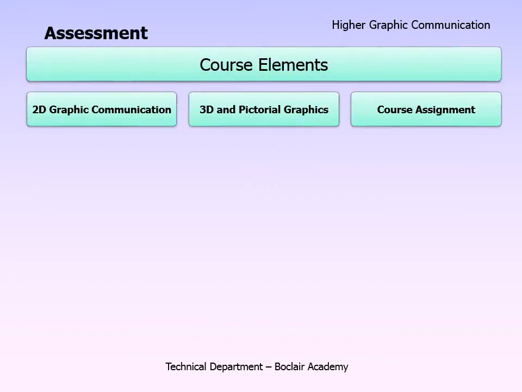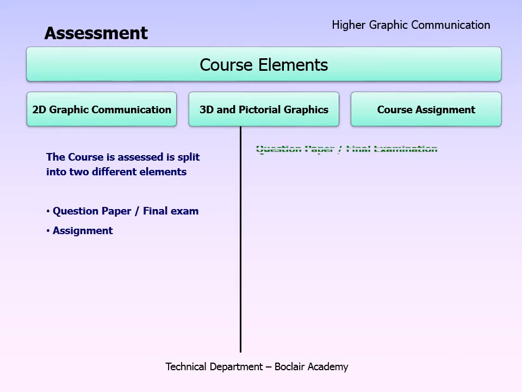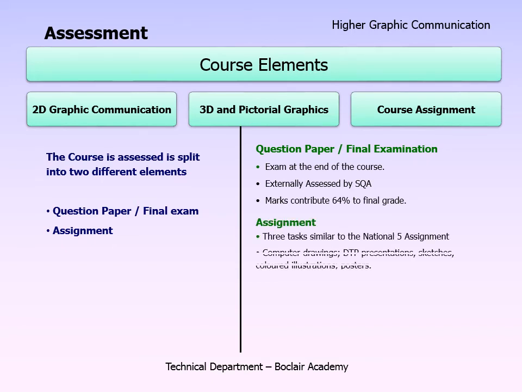The assessment of the course. The course is split into two different elements. You've got your question paper, or otherwise called your final exam, and you've got an assignment. The question paper is sat at the end of the course, externally assessed by the SQA, and the marks for that contribute to 64% of your final grade.